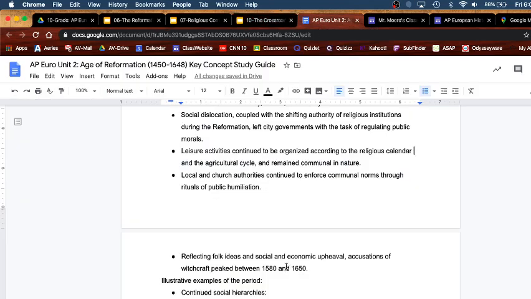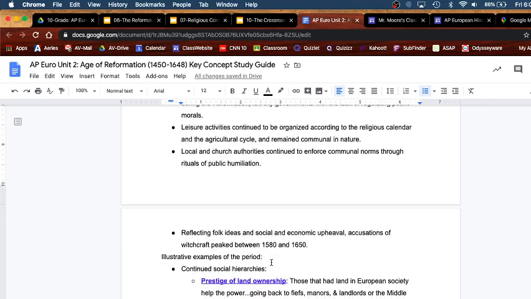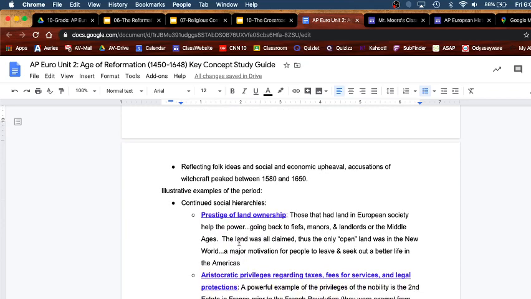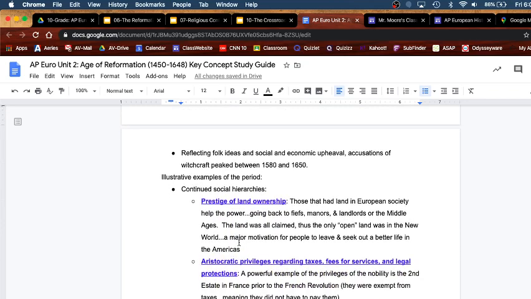I taught that principle when I was teaching the scientific revolution, just because I think it kind of showed the irony, both sides, as we're becoming more scientific, but also hanging on to those superstitions and those folk ideas. Here are some illustrative examples of the period: continued social hierarchies.